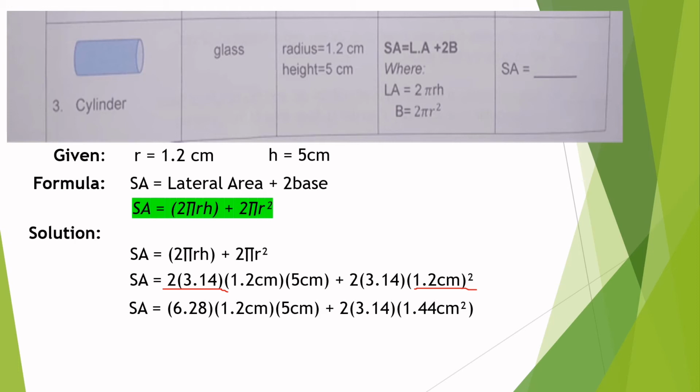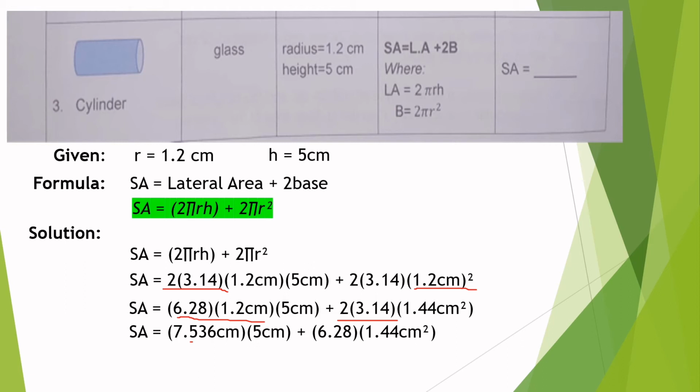Next, 6.28 times 1.2 centimeter and 2 times 3.14. So we have now 7.536 centimeter times 5 centimeter plus 6.28 times 1.44 centimeter squared.